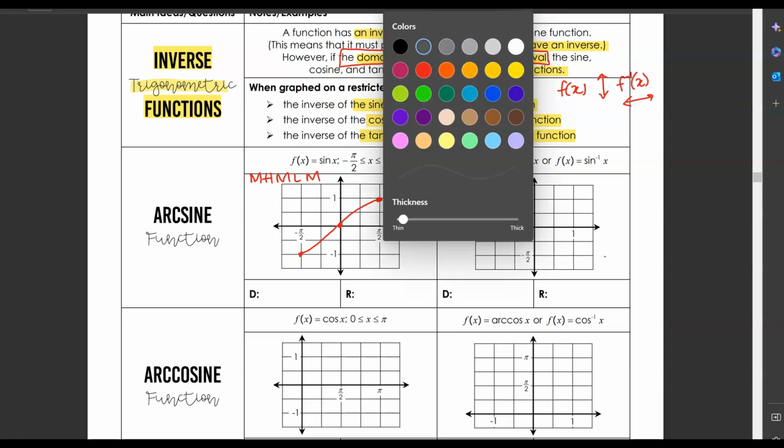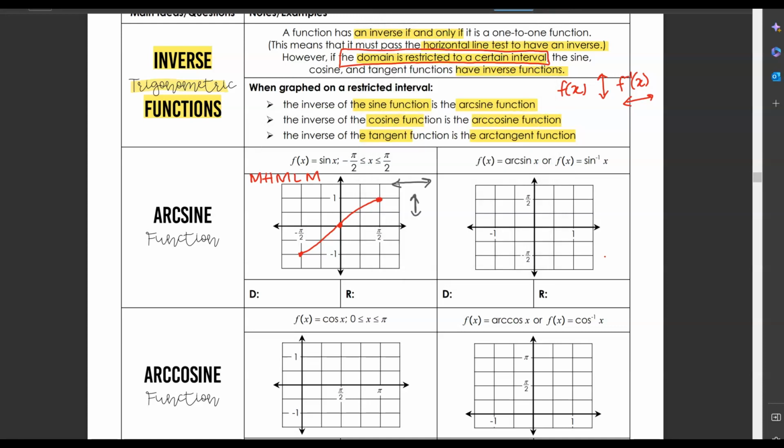Let me come back to our function here. Thinking of sine, we've restricted it to only look between negative pi over 2 and pi over 2. That means that our domain is that specific interval, a closed interval from negative pi over 2 to positive pi over 2. Our range then goes from negative 1 to 1. So that is the parent function we're looking at.